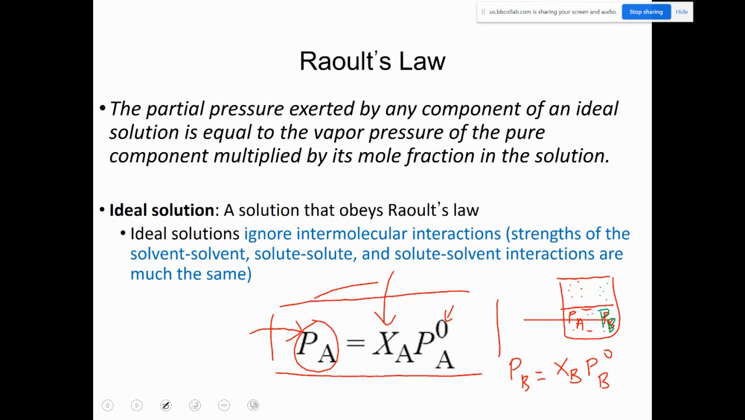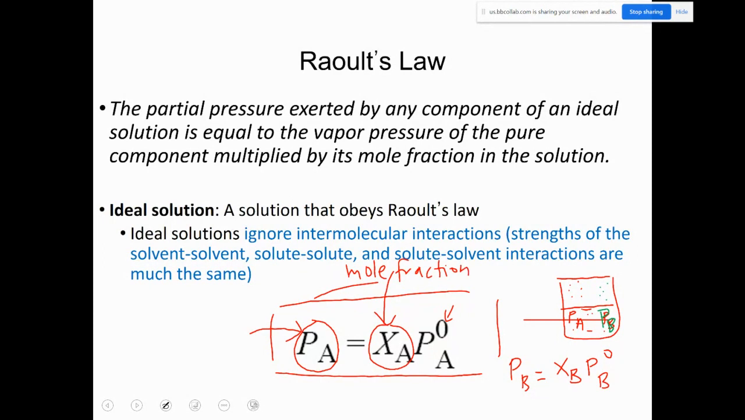All right, this term is equal to the mole fraction of that component. So this term right here is called mole fraction. Remember in my earlier slide, we talked about molality, molarity, and then mole fraction as some of the units of concentration in chemistry. So this is the third concentration unit that I'm going to introduce to you, mole fraction.